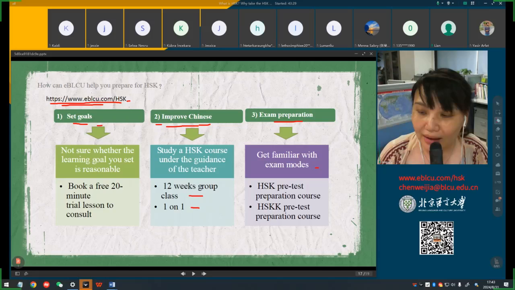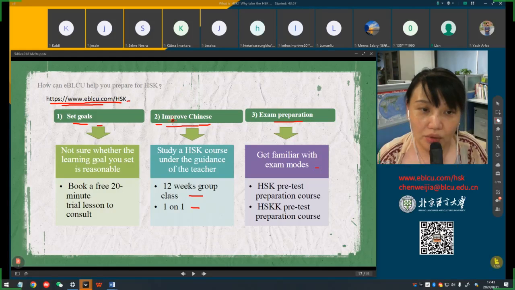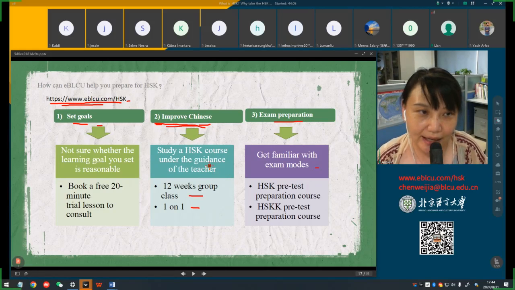But I want to emphasize again that the test preparation course is not a must. If you already have the Chinese level, the final test preparation is just to familiarize yourself with the test pattern. Our pre-test preparation course cannot help you improve your Chinese level in a very short period of time. What you need to do is number 2, improve your Chinese and set a long-term goal to study Chinese to that level, then you can take the test.